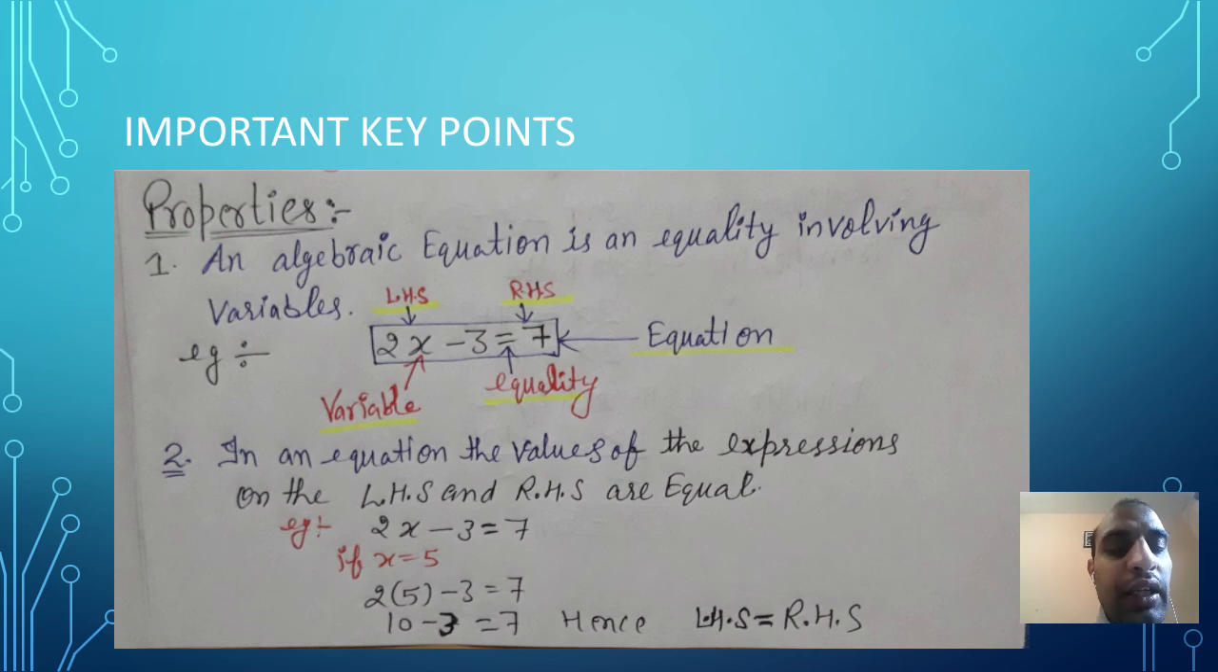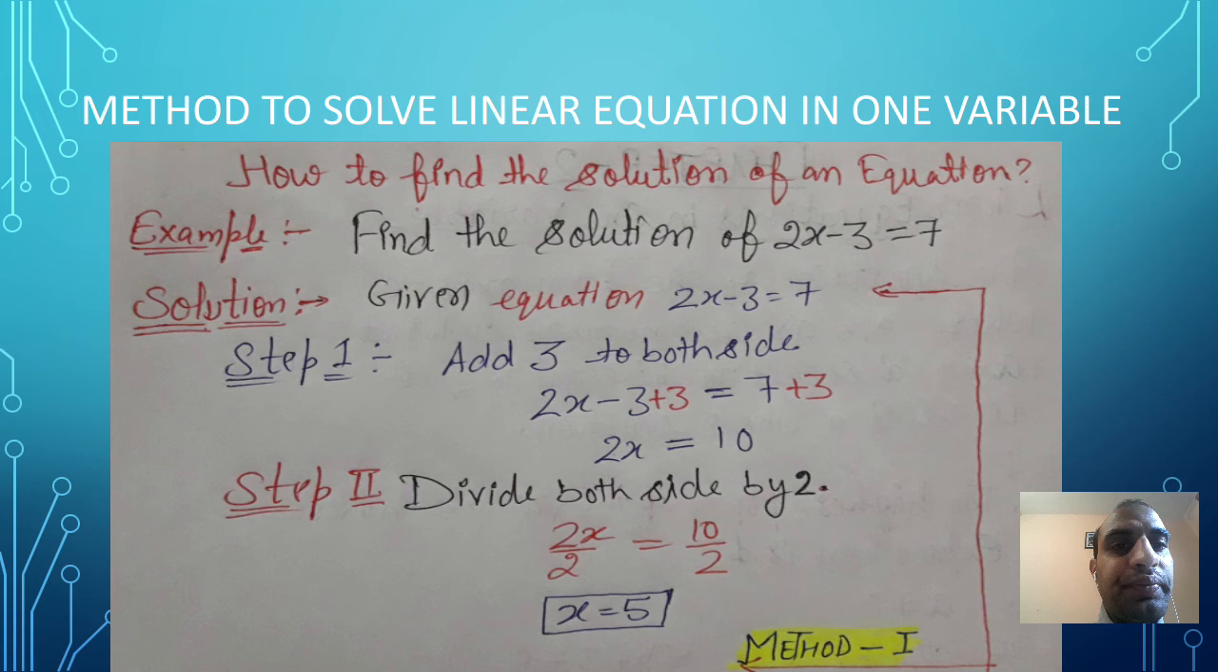For example, 2x minus 3 equals 7. If x is 5, then 2 into 5, 2 fives are 10. 10 minus 3 is 7. So left hand side is equal to right hand side. So this is very important to know. These are some important properties. Now after discussing properties, our next task is to find the answer, how to solve the equation.